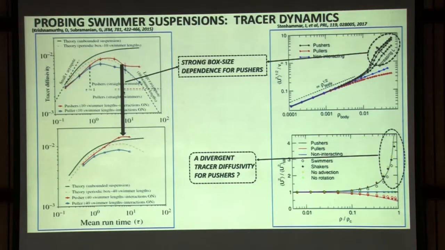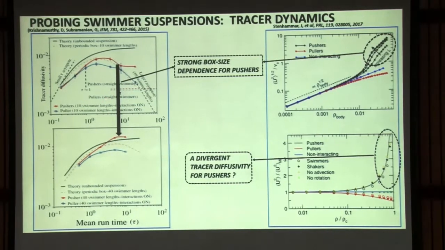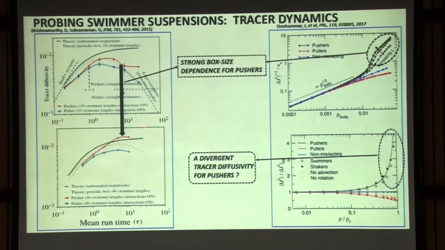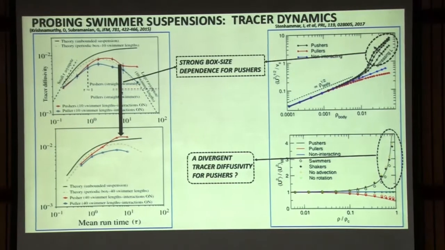But the second, more interesting thing is the box size dependence. So that is the tracer diffusivity plot in a simulation box size of 10 swimmer lengths. That's 40 swimmer lengths. And you can see that the red curve grows substantially above the dilute theoretical asymptote. So there's a strong box size dependence, which is indicative of long wavelength fluctuations comparable to the box size. And here it's even more clear.